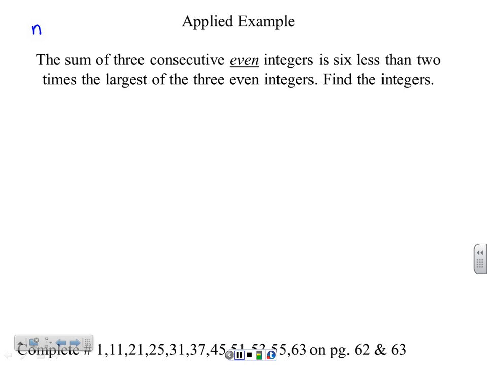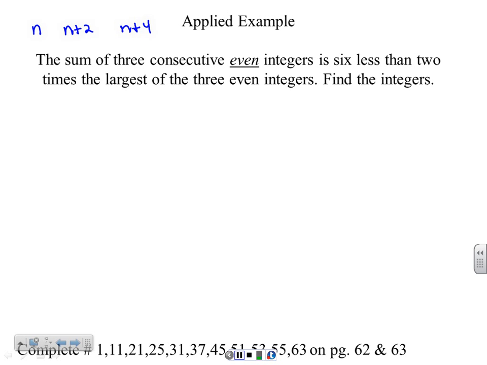So the first one's going to be n, the next one's going to be n plus 2, and the next one's going to be n plus 4. Because, for example, if the first even integer is 6, the next even integer is going to be 8. Well, how did you get there? 6 plus 2 is going to be 8. The next one is going to be 10. How did you get there? 6 plus 4 is going to be 10.